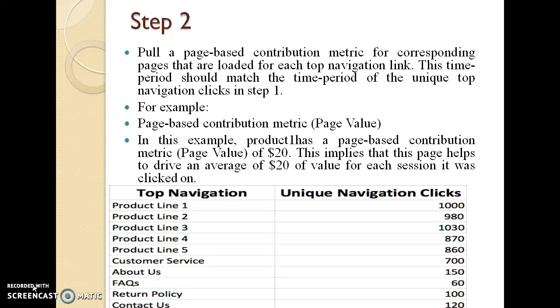Step 2. Pull a page-based contribution metric for corresponding pages that are loaded for each top navigation link. This time period should match the time period of the unique top navigation clicks in step 1. For example, page-based contribution metric, that is page value. In this example, product 1 has a page-based contribution metric. This implies that this page helps to drive an average of $20 of value for each session it was clicked on.